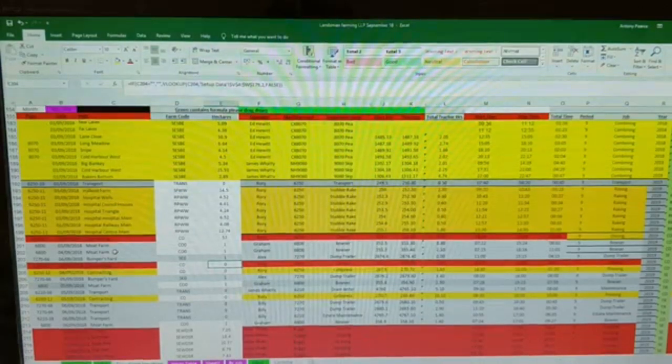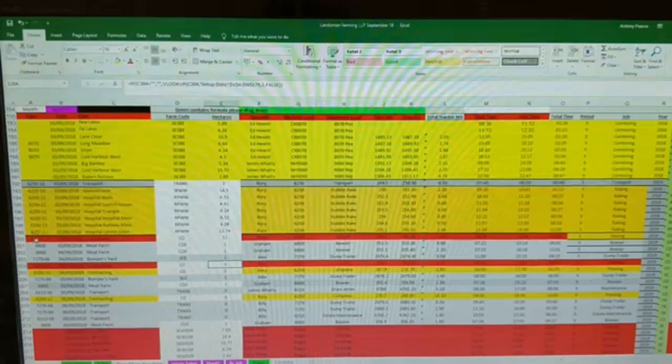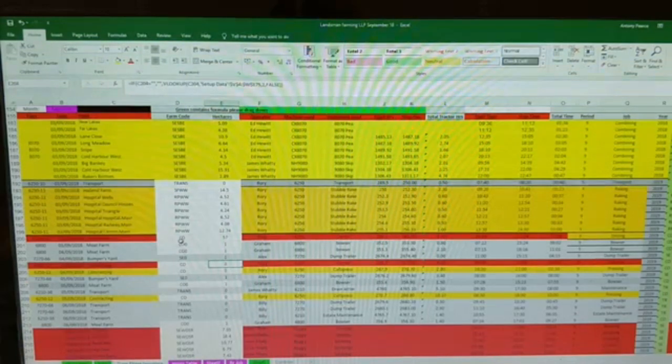So the timesheets are put on a simple spreadsheet. I don't know if you can see it, but this is the line that we were looking at previously. 6250, 3rd of September. It was a contracting job, hence why it says CO, but otherwise it's got a farm code. And the number of hectares, who the operator was, what tractor, the machine that was being used, tractor hours, man hours, the month, what type of operation it is.